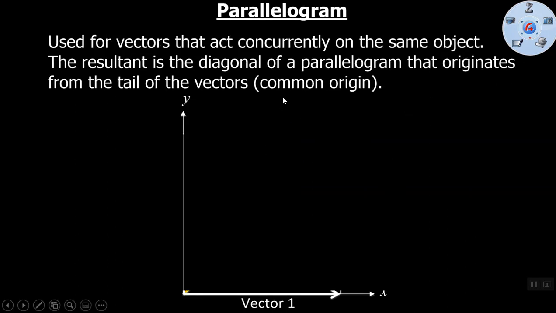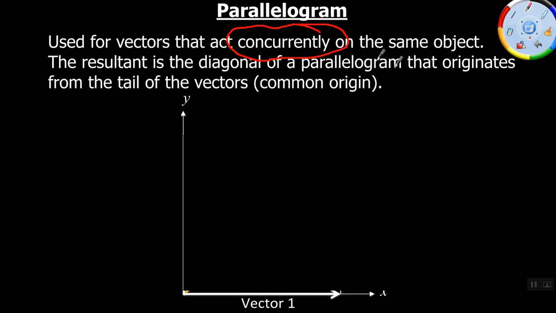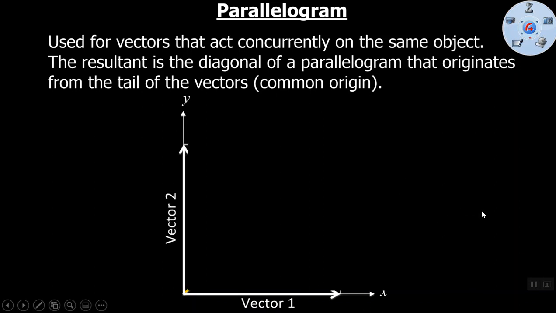Next, there's a second method that we can use. That's the parallelogram method, and it works for two actions that happen concurrently. The resultant is a diagonal of a parallelogram, hence we call it the parallelogram method, and that originates from the tails of the vectors, to the common origin. So what does that mean? I have two vectors now. One is going here on the x-axis, and my second vector is going on the y-axis.